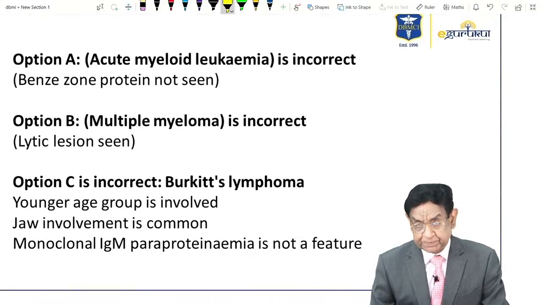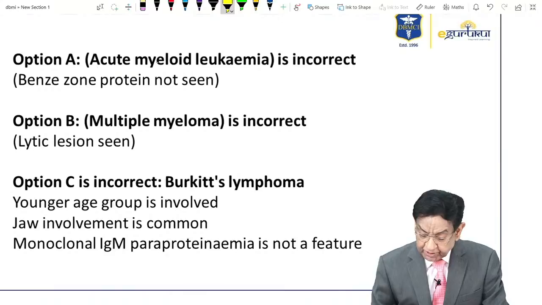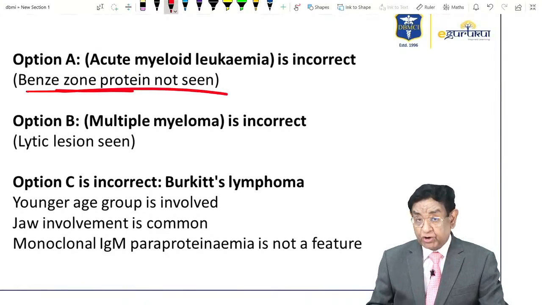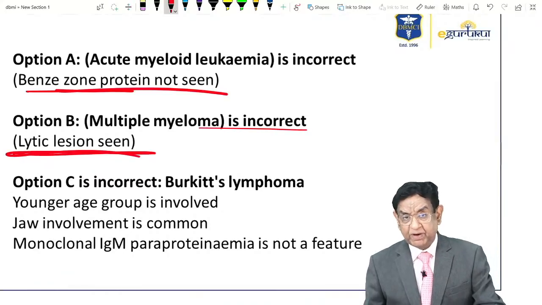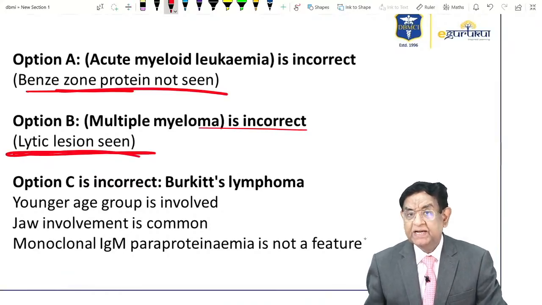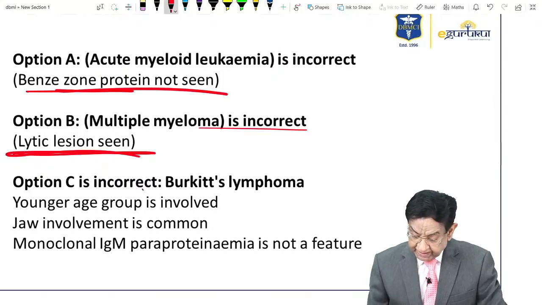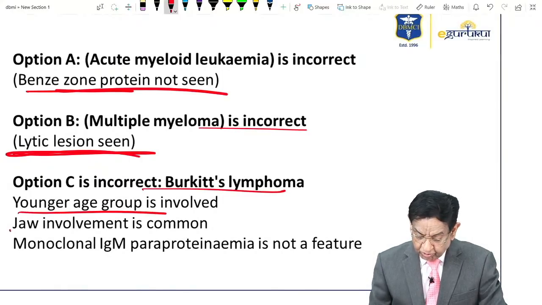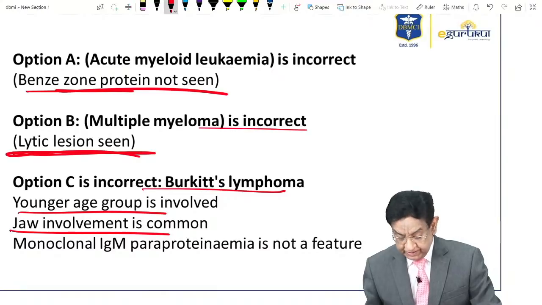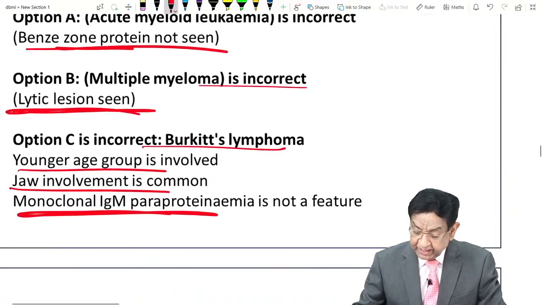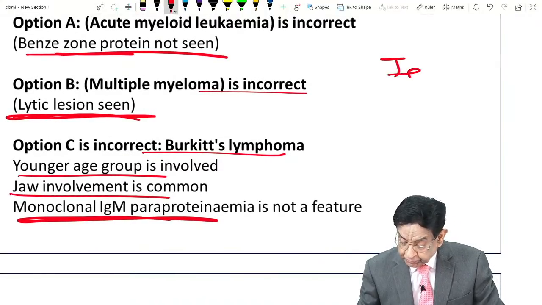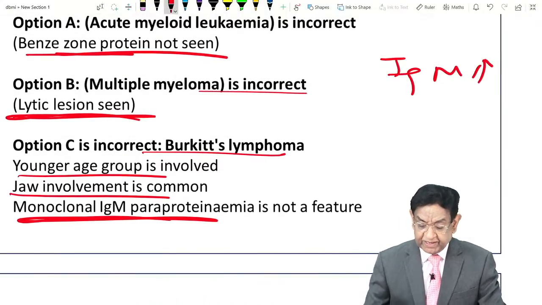Acute, other option, look into other options, acute myeloid leukemia. In this patient, Bence Jones protein is not seen. Multiple myeloma is incorrect, lytic lesions are seen in multiple myeloma which are not there in our patient. Okay. And Burkitt lymphoma, a younger age group is involved, the jaw is involved, and M protein is not a feature. In fact, IgM protein is increased in Waldenstrom.